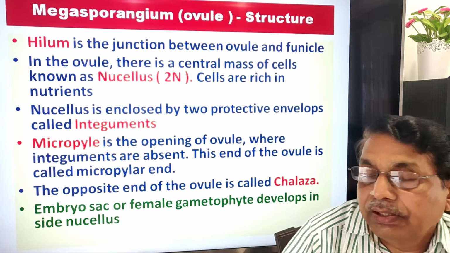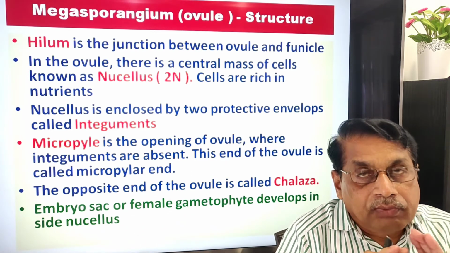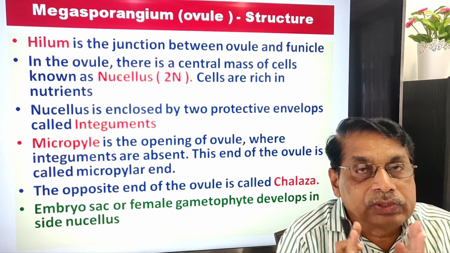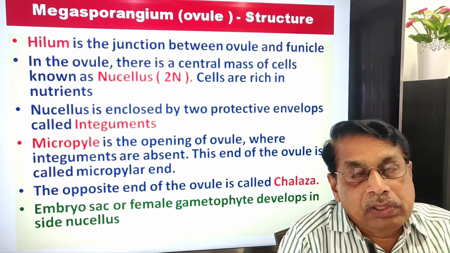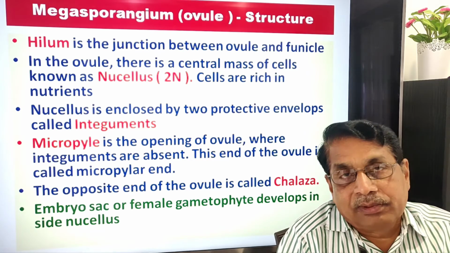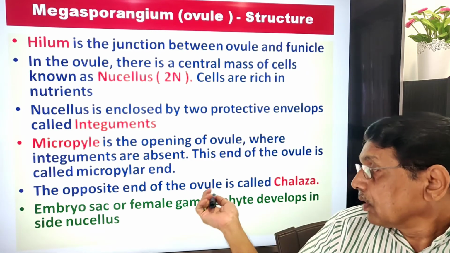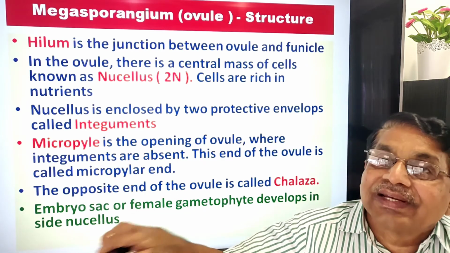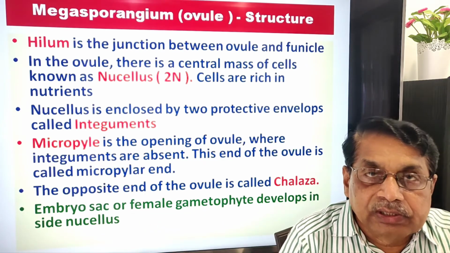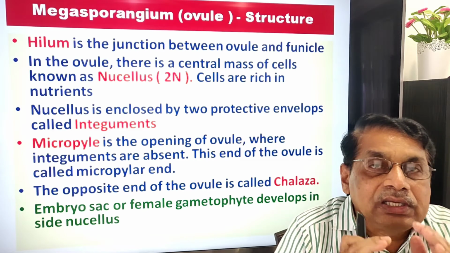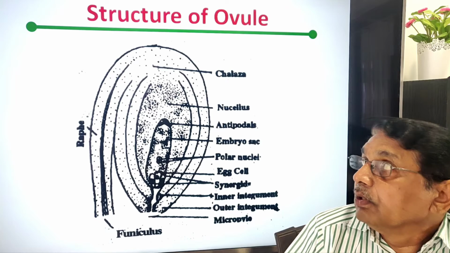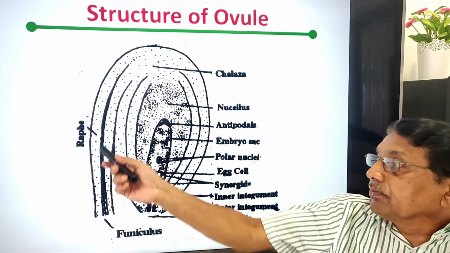Embryo sac or female gametophyte. Remember, this is very important. Should not be confused. Embryo sac or female gametophyte, same. It develops inside the nucellus, in the center. Center, nucellus, again in the center, embryo sac or female gametophyte. This is the structure of the ovule.